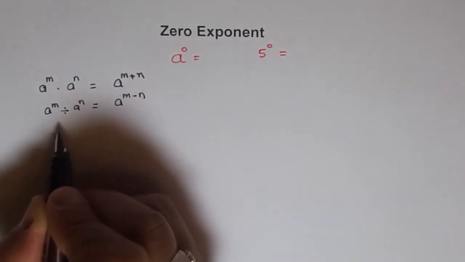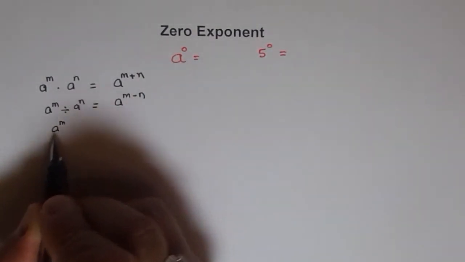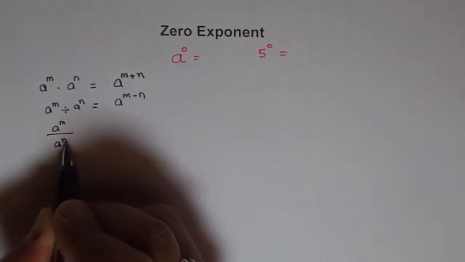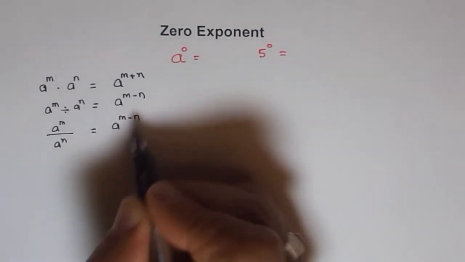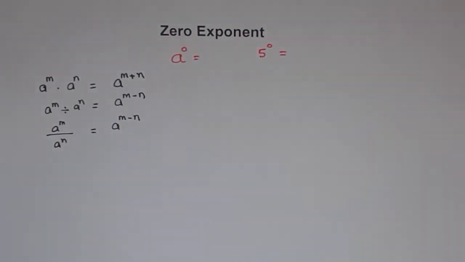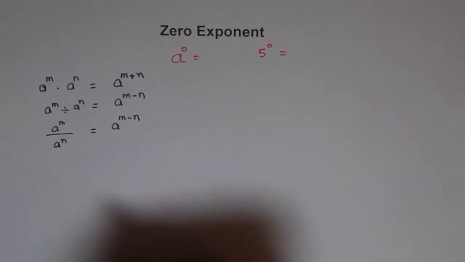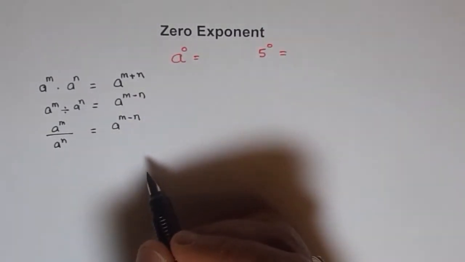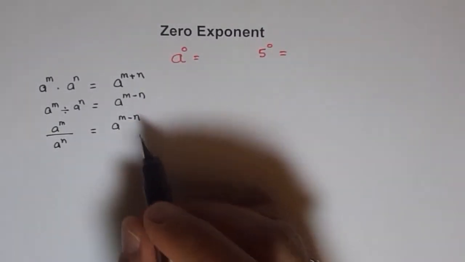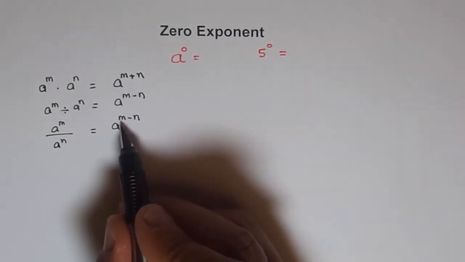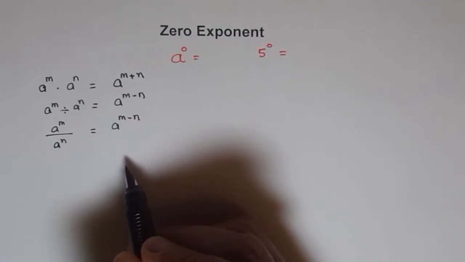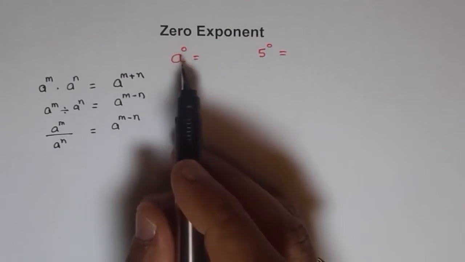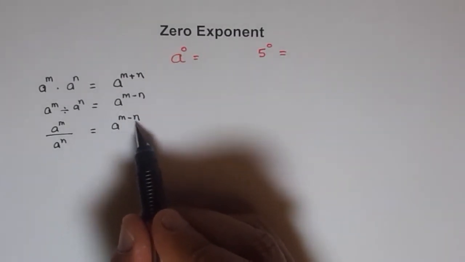Right? Divided, we could also write like this, over a to the power of n. So this gives you a to the power of m minus n. So it gets subtracted. Correct. Now, a to the power of 0. That means if I put m and n the same, then a will be to the power of 0. Does it make sense? I think so. So m minus n is 0 only if m is equal to n.